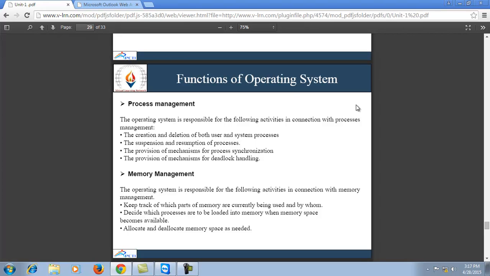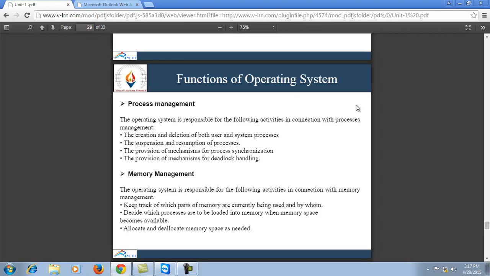Next, decide which processes are to be loaded into memory when memory space becomes available. It keeps track of information about storing or retrieving the number of processes for execution, and which one is picked first for execution.